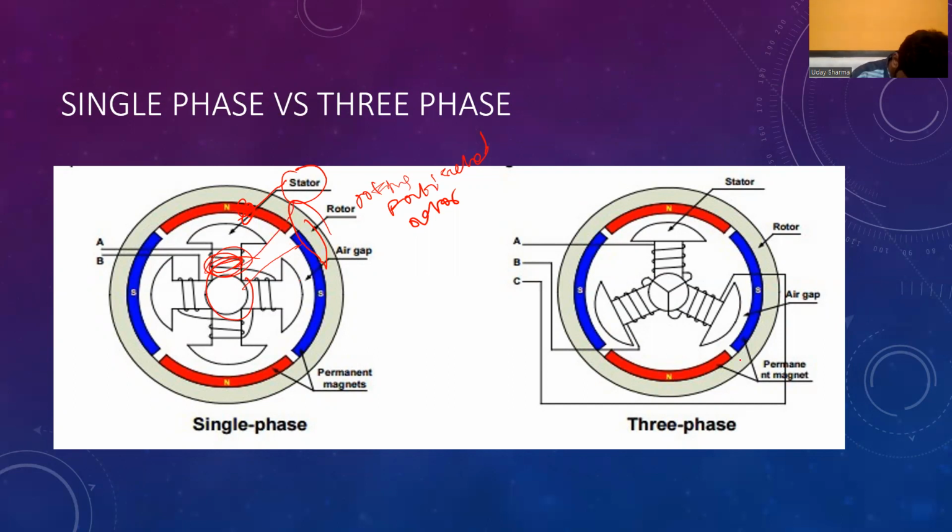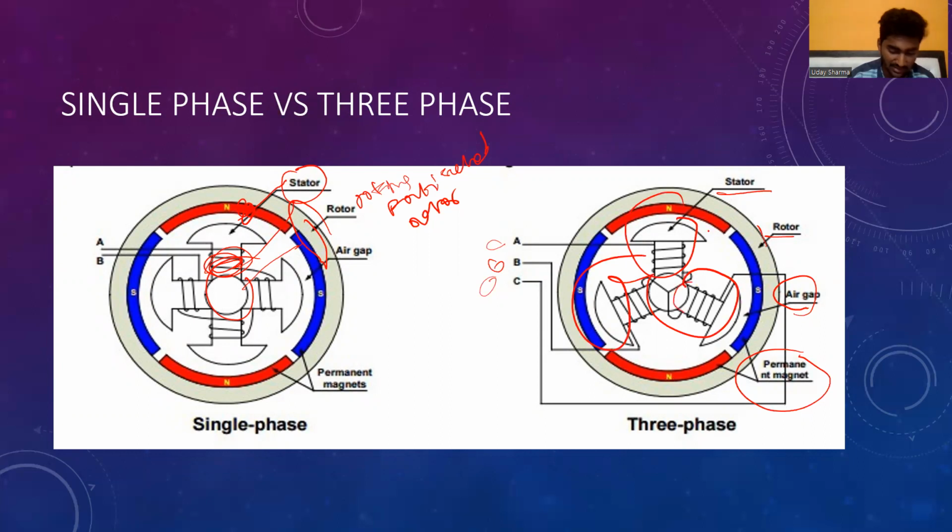Let us discuss the three-phase motor. This is the stator of a three-phase motor, which is given a three-phase supply. This is the rotating field. The air gap is given and the permanent magnets. As we have discussed earlier, there are three windings for three phases.